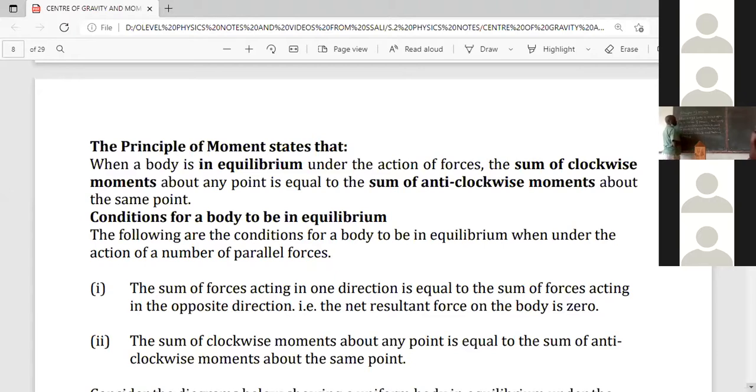It is a condition attached. When a rigid body is acted upon by a number of forces, the sum of anti-clockwise moments about any point is equal to the sum of clockwise moments. It's a condition: as long as the body is in equilibrium, that's the condition.